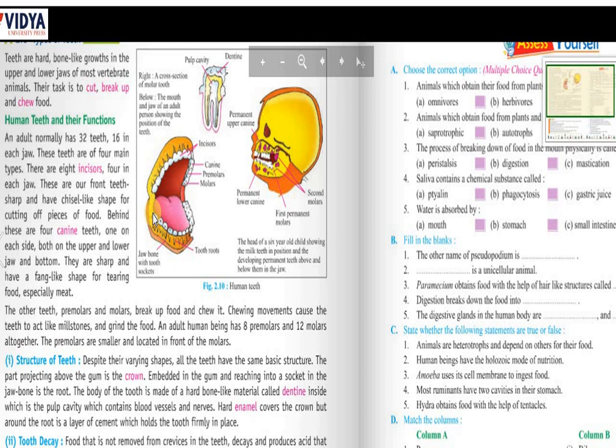Behind these there are 4 canine teeth, 1 on each side, both on the upper and lower jaw. They are sharp and have a fang-like shape for tearing food, especially meat.